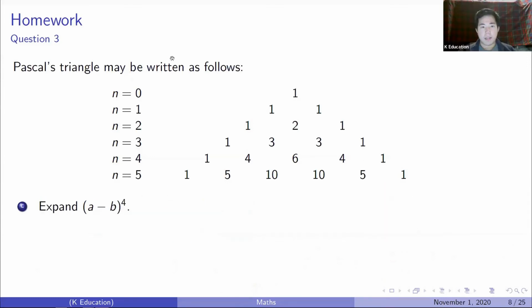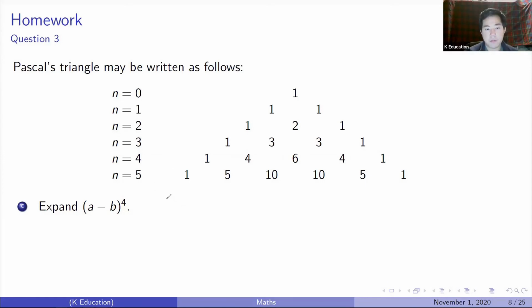Lastly, we were asked to expand (a - b) to the power of 4. So William, which row will you look at when you're expanding this? On the n equals 4. Right. And how do you use that row to work out (a - b) to the power of 4? Because from that row you can know the coefficients. Yes.